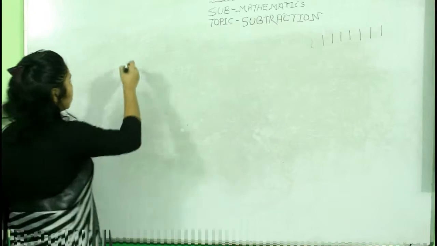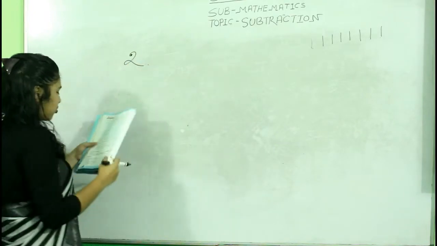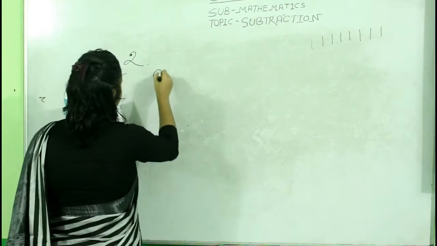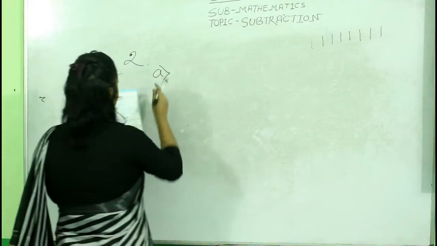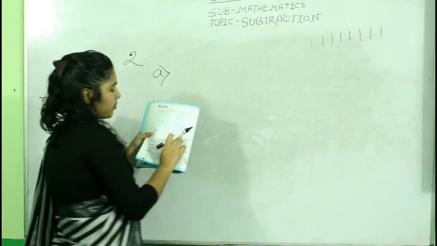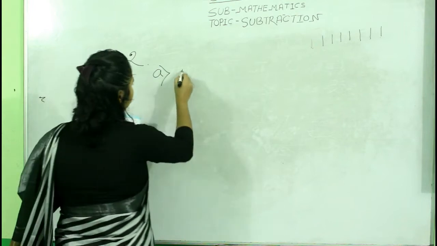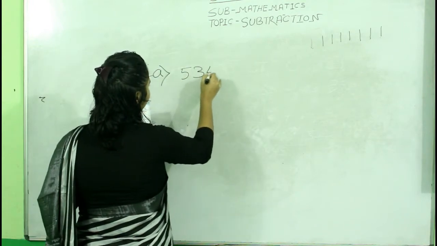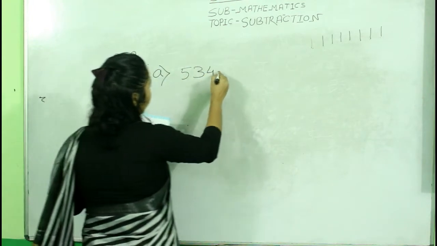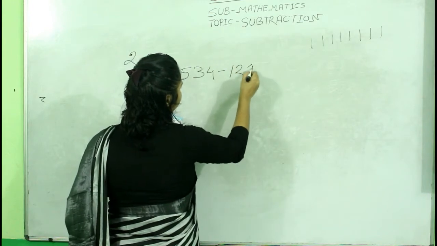Next, come to your question number 2, which says to subtract the following by using the shortcut method 1. Shortcut method means this method. Now take the first example, which is A. Here we have the bigger number 534 minus 121.